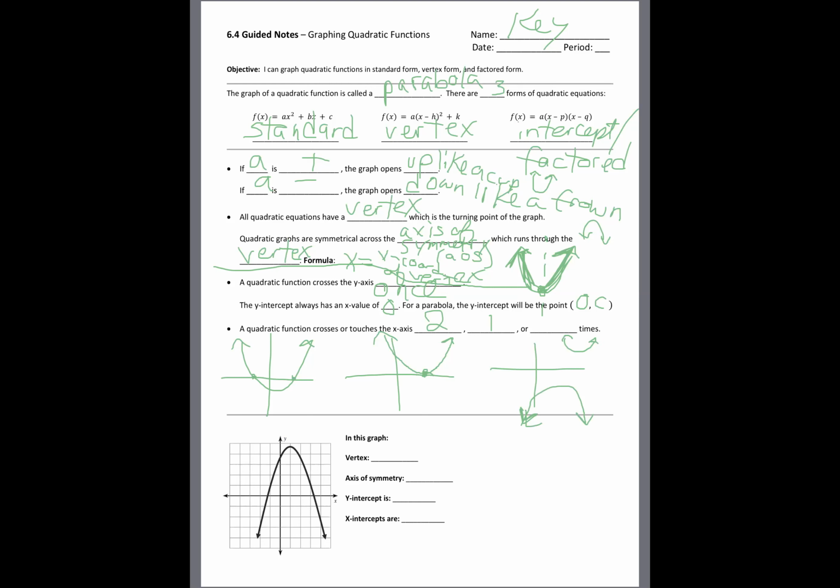But I can have parabolas that don't ever touch the x-axis. So there you have it. Quadratics are either going to have 2, 1, or no x-intercepts. And remember that an x-intercept is really just what we call the solution to the quadratic. So when you solve a quadratic equation, those values are actually where the graph crosses the x-axis.